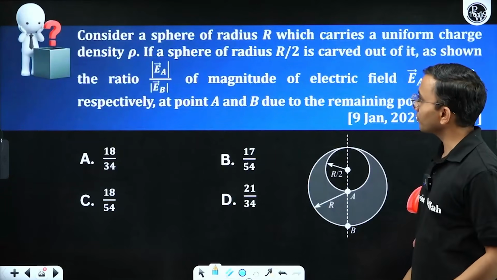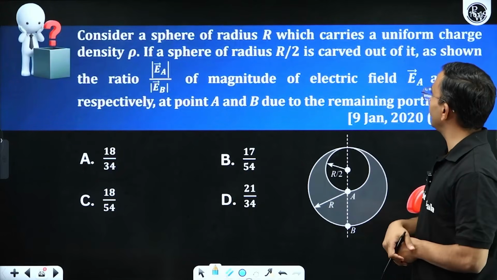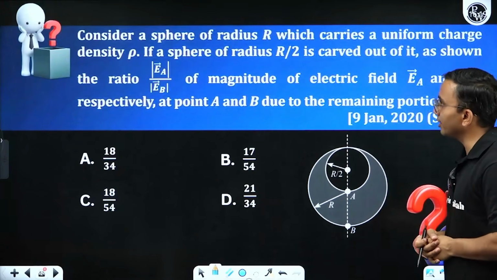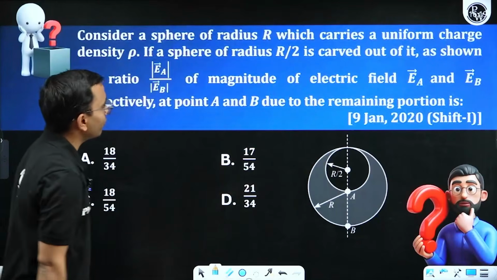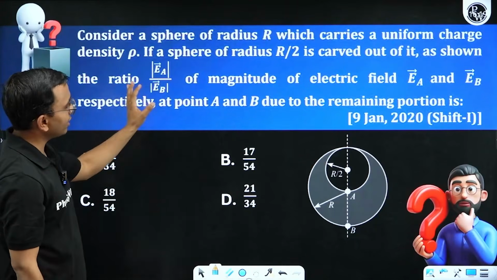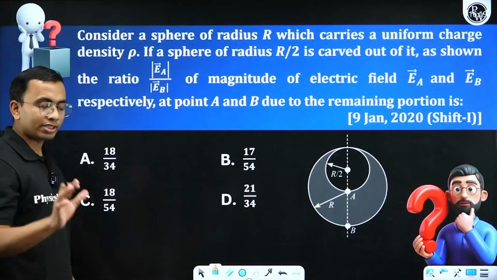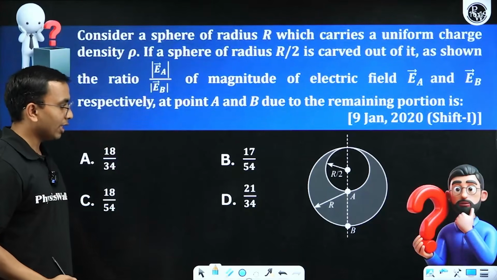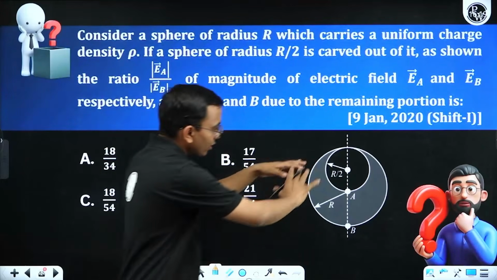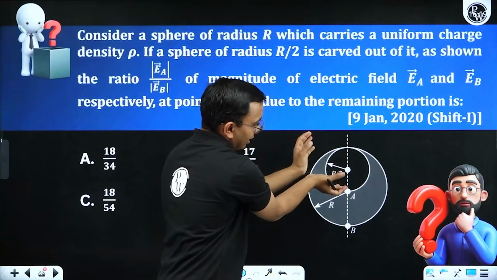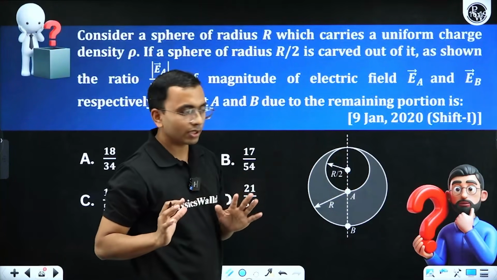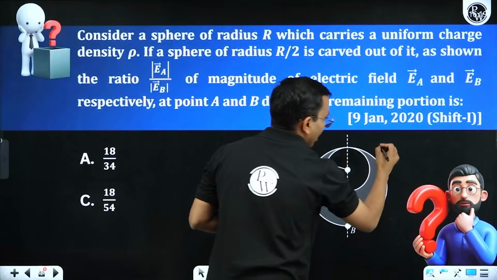Another question. Consider a sphere of radius r which carries a uniform charge density rho. If a sphere of radius r by 2 is carved out of it as shown, what are EA and EB? Now, how do you have to consider these types of questions? This was totally charged uniformly. Out of this, you can say a sphere is carved out.